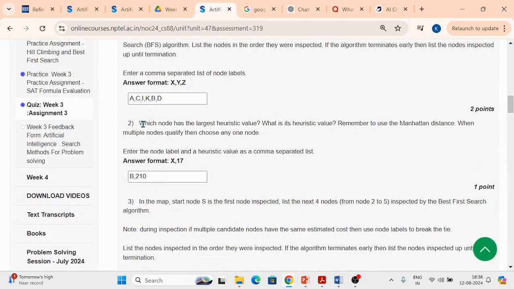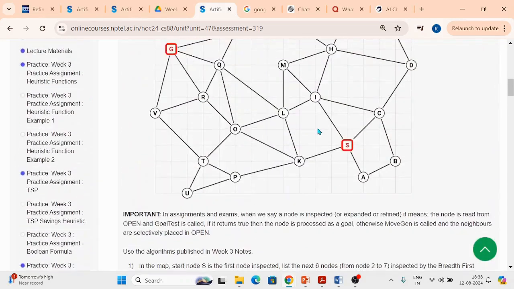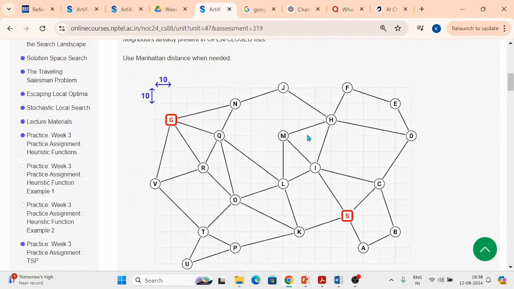Next, they ask which node has the largest heuristic value, and they ask you to calculate it using the Manhattan distance. The heuristic value is the estimated distance from a particular node to the goal node. If you consider V as a node, the h of V is, we need to count 1, 2, 3, 4 and 5. Whenever we calculate Manhattan distance, you need to travel parallel to the x-axis and parallel to the y-axis. You can follow any path.